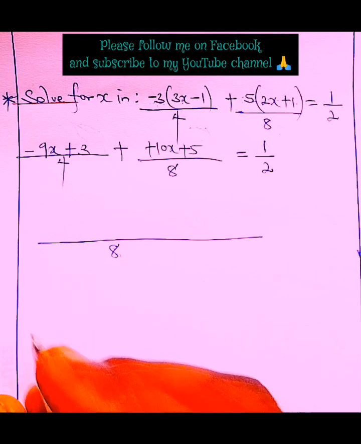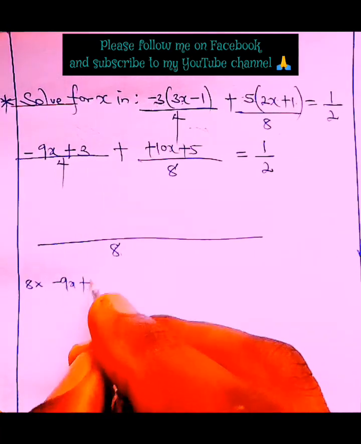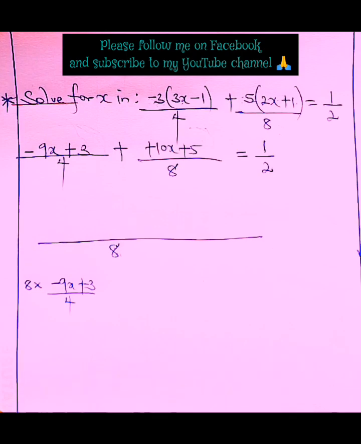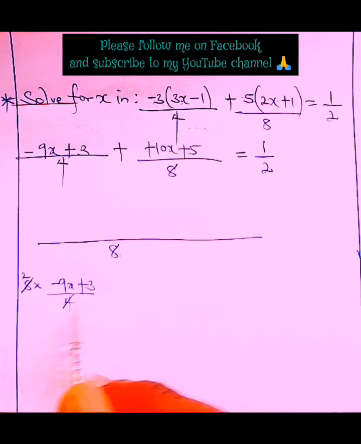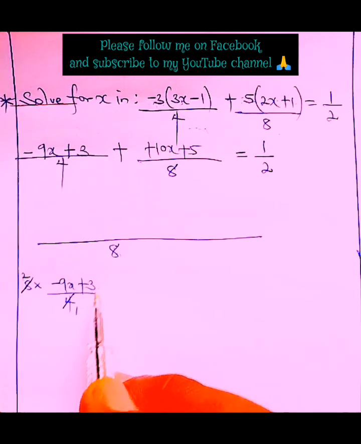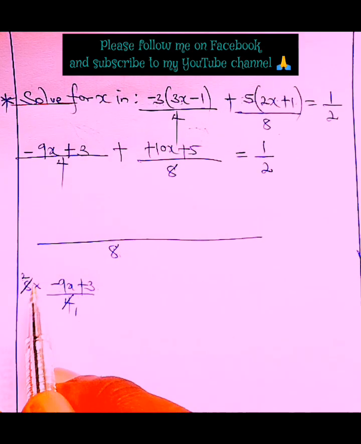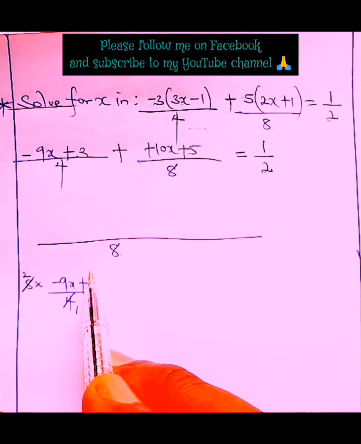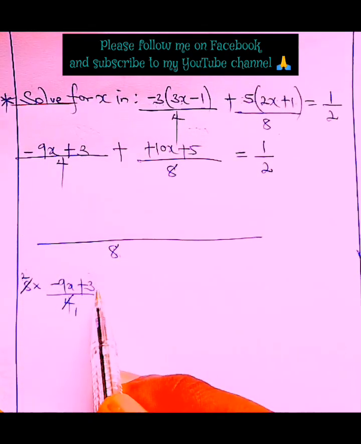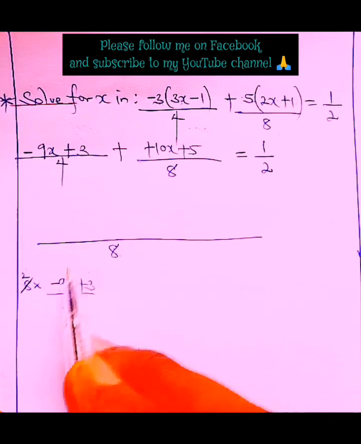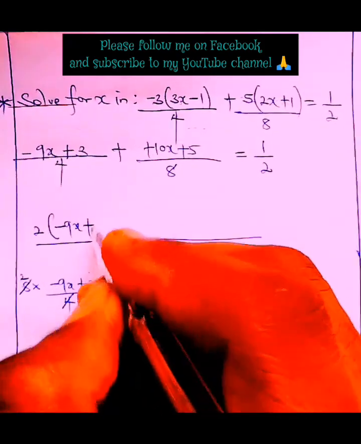So if we do that quickly, 8 times minus 9x plus 3 over 4, what's that going to be? 4 here goes 1 time, 4 here goes 2 times. So what I have here is 2 multiplying minus 9x plus 3. Don't forget, we've said it a couple of times that whenever a quantity is multiplying two or more quantities at the same time, it will be put in a bracket. So it's 2 multiplying all we have here. That will be 2, open your bracket, minus 9x plus 3.